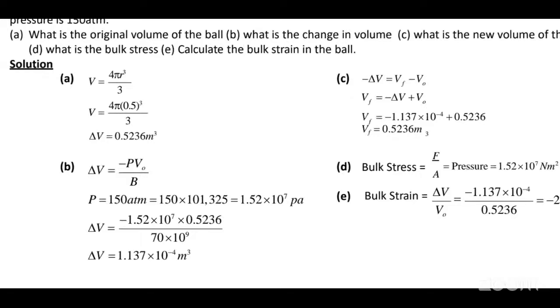If you substitute the values, we convert our pressure, the atmospheric pressure, to Pascal by multiplying with the standard conversion unit, which is 101,325. 150 times 101,325 gives us 1.52 times 10 raised to 7 Pascal. When we substitute all those values into the equation, our change in volume will be minus 1.137 times 10 raised to minus 4 meter cubed. Remember that it's a negative sign. So that is our change in volume.